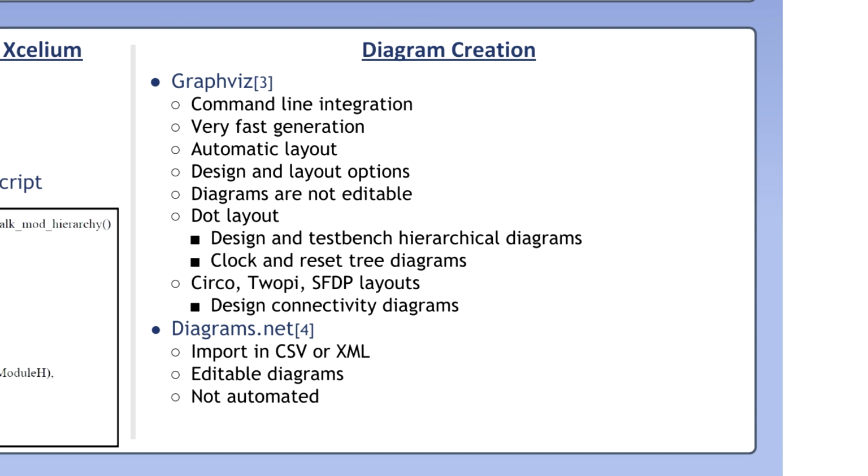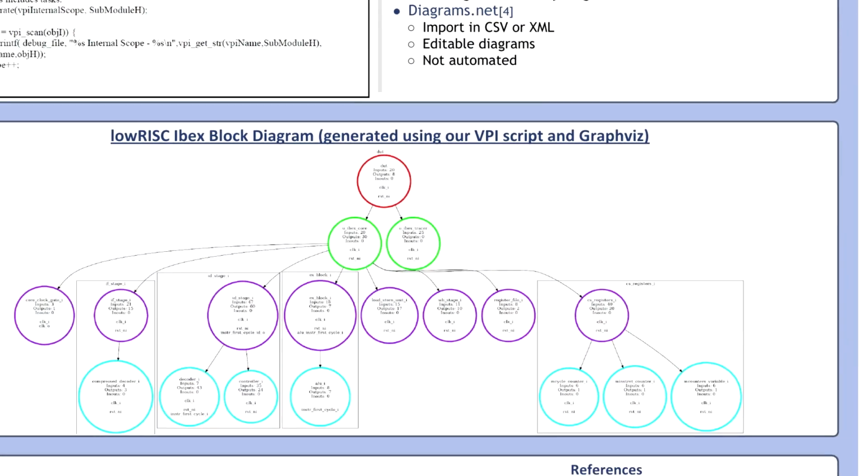The second option explored was diagrams.net. Diagrams.net is a free online diagram editor which includes an option to import a diagram in CSV or XML format. The main advantage of diagrams.net is that once the diagram has been initially created, it is then editable and nodes and connections can be moved about freely. This makes it a promising tool for diagrams that are too busy for GraphViz to automatically generate a clear, well-spaced diagram. However, its clear disadvantage is that diagrams.net always requires some manual intervention and so it cannot be fully automatic.